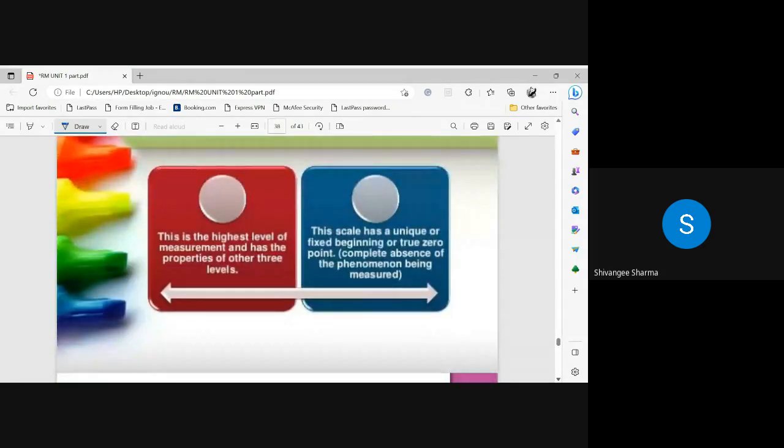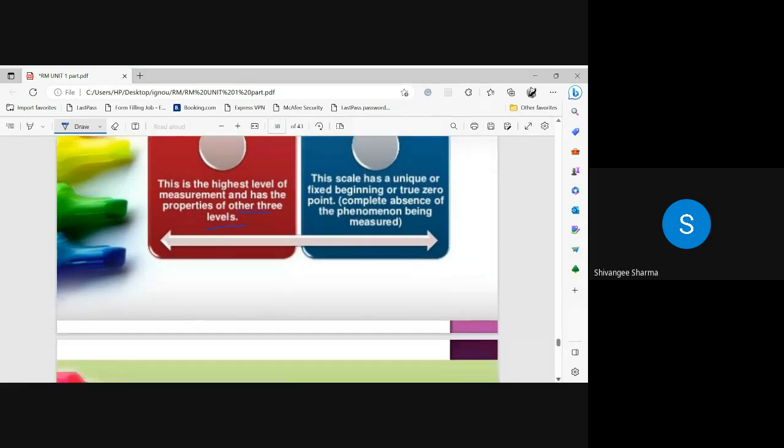Next comes ratio scale. It is the highest level of measurement and has the properties of all other three levels. It means that all the tests and all aspects of statistics can be done on this type of scale, which is your ratio scale.